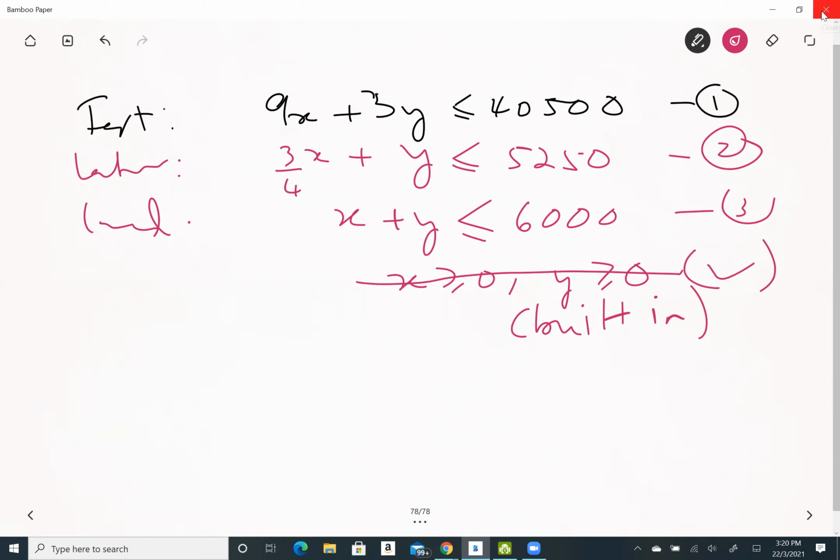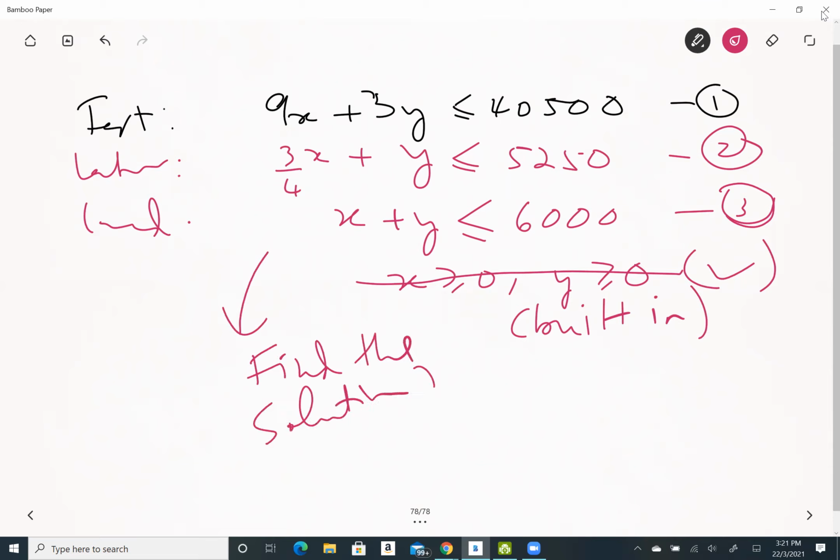Okay, so you have the three inequalities here, and you have identified already the variables, and then you have the constants. So what you do next is, of course, find the solution. Any question on this?